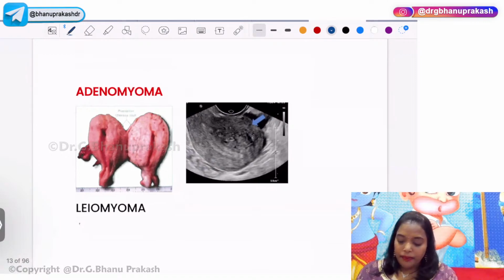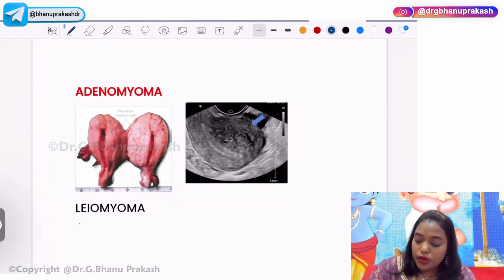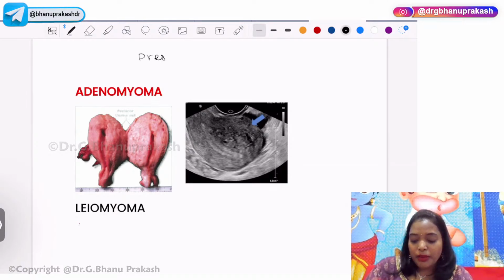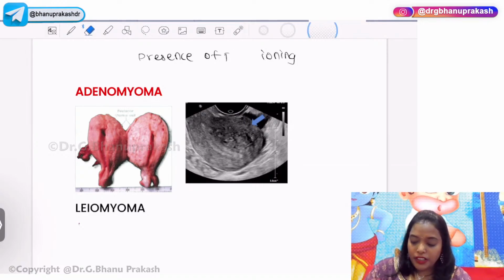Right, next one. Next is adenomyoma. So this is also called adenomyosis. It is the presence of functioning endometrium in the myometrium.